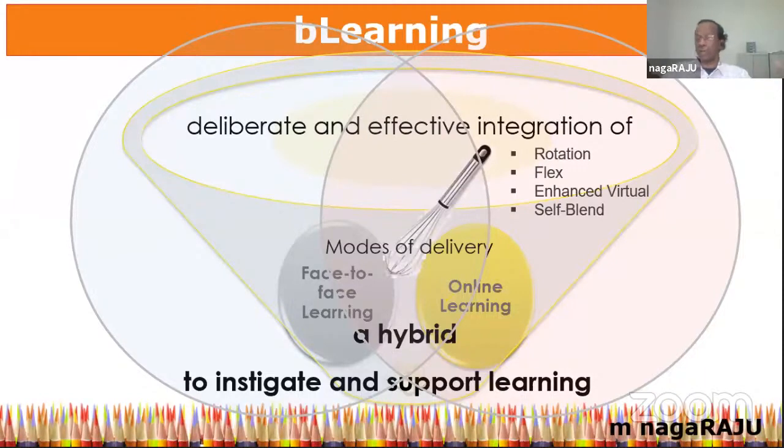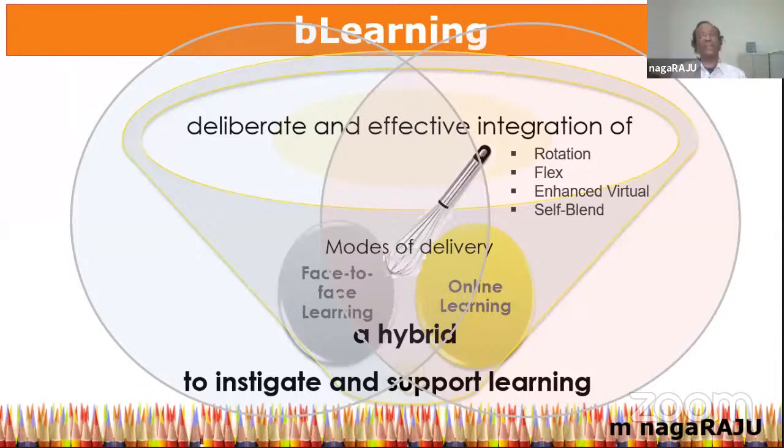It does not happen by itself. It happens because of an effort on the part of academicians, policymakers, managements, teachers, students, and everybody involved. So it's a deliberate effort and an effective integration of basically 2 things. What are the 2 things?